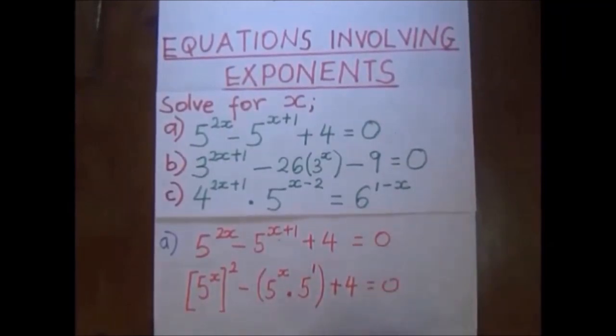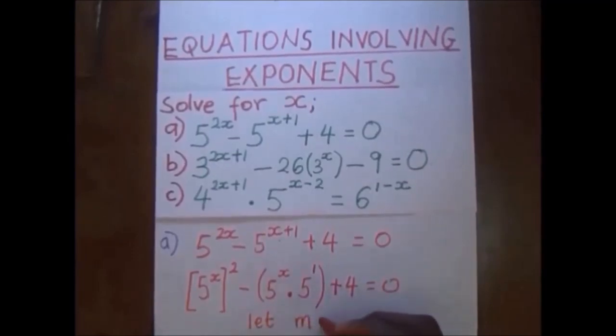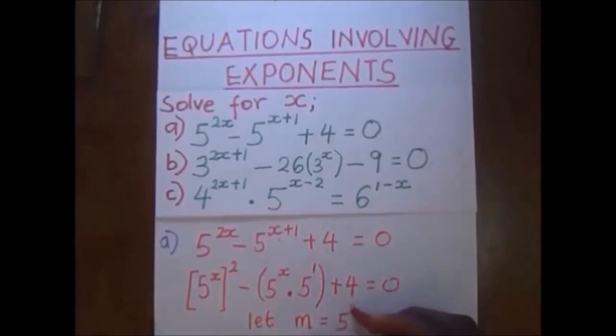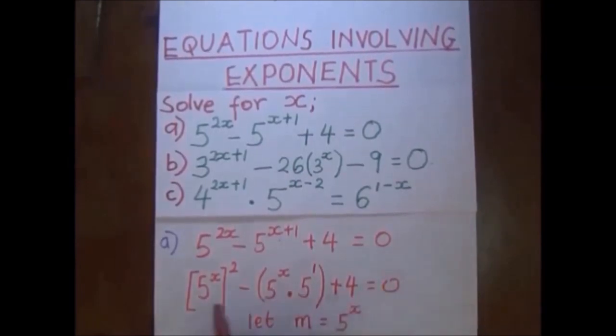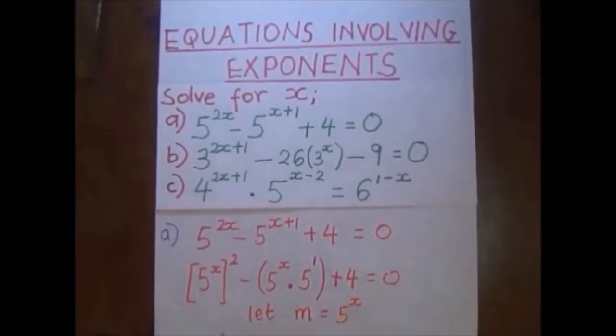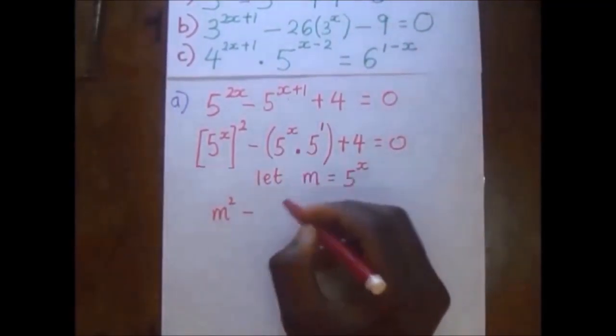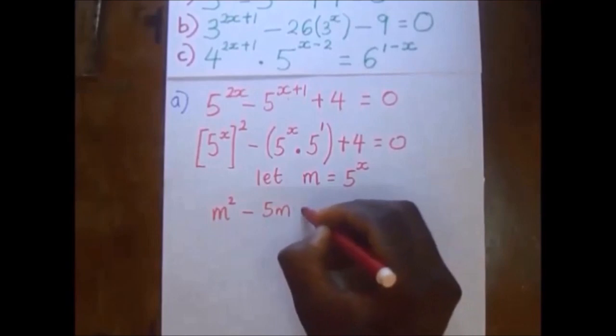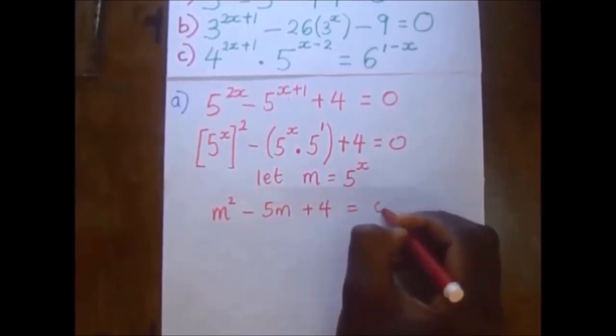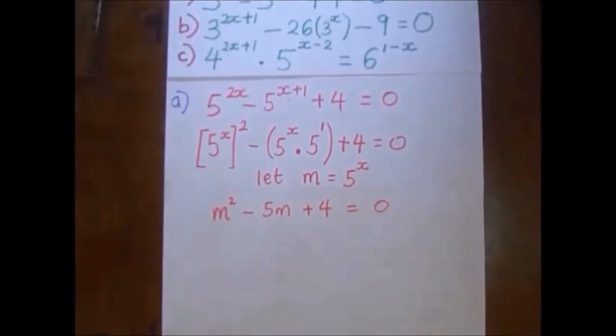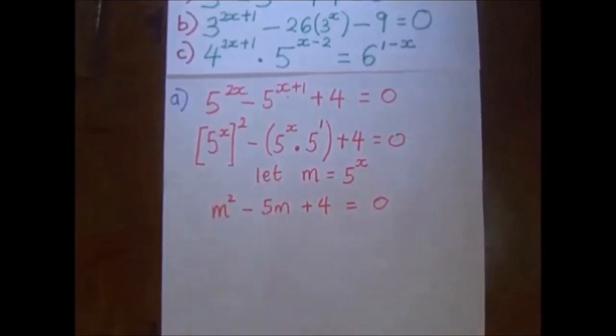So from this we shall say, let m be equal to 5 to the power x, or let 5 to the power x be equal to m. So we substitute for m where there is 5 to the power x here to obtain a simpler expression to handle. So this is going to become m squared minus 5m plus 4 is equal to 0. So there we have formulated a quadratic equation in m.